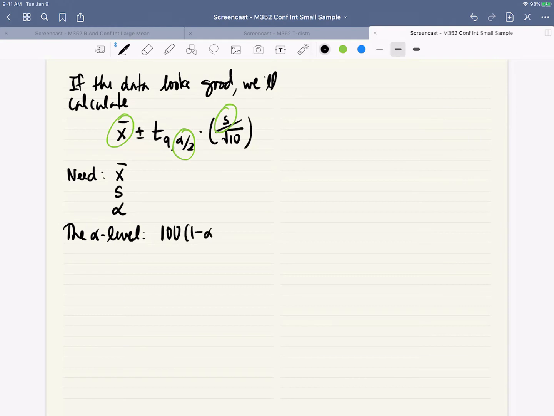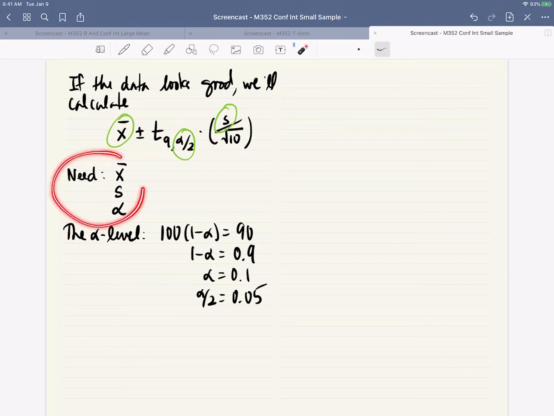100 times 1 minus alpha is our confidence level, and we want a 90% confidence. So we get alpha equals 0.1. And we'll use alpha over 2, so that's 0.05. All right, well, now let's go to R and calculate this, and we're also going to look at the box plot and cross our fingers that it looks okay.